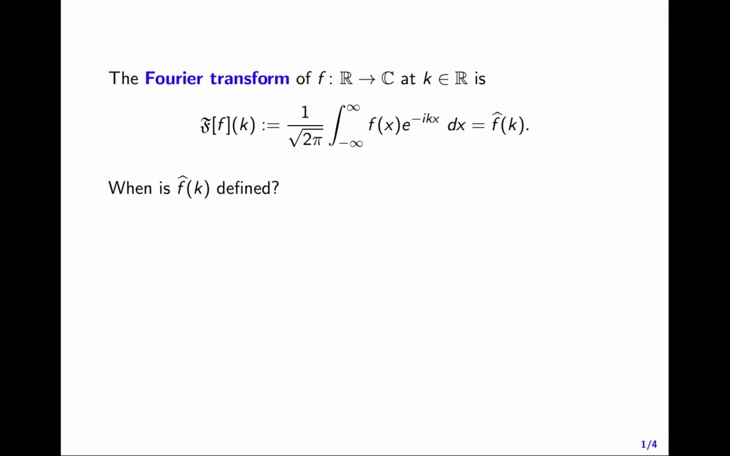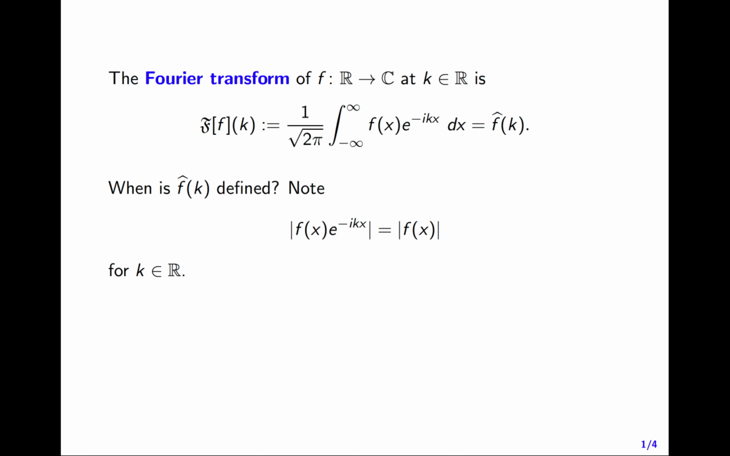The first thing we should ask is when in general is f hat of k defined? And the lazy answer is to say f hat of k is defined whenever the improper integral above converges. But can we get something more uniform, some condition on a function f that guarantees that f hat of k is defined for all real numbers k?